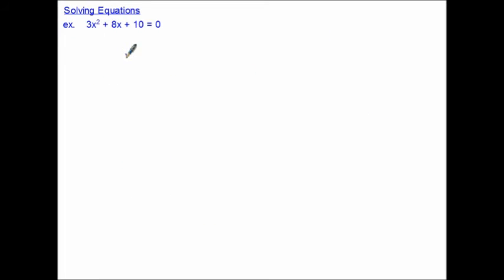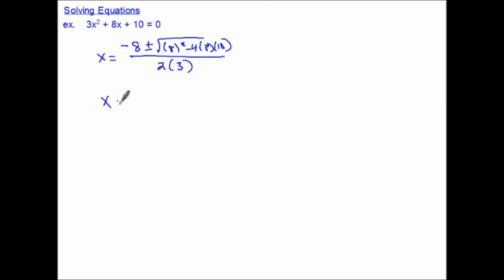Now, solving equations here is basically intended to go, hey, there's an i that's going to show up. Hopefully you'll look at that one and think, maybe I can try factoring it, but after a little bit you go, ooh, I can't factor it, let's use the quadratic formula. So x equals negative 8 plus or minus the square root of 8 squared minus 4 times 3 times 10, all over 2 times 3.